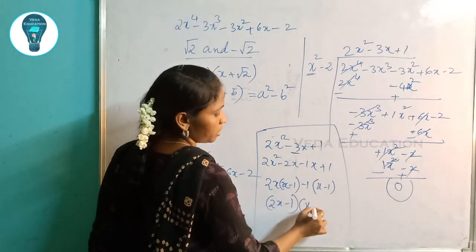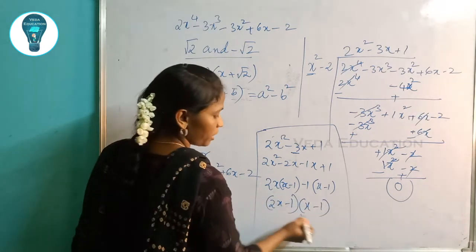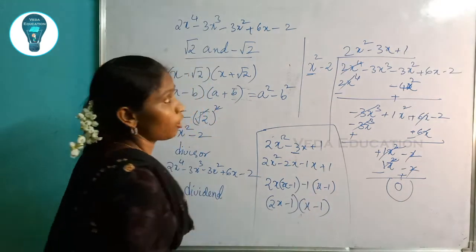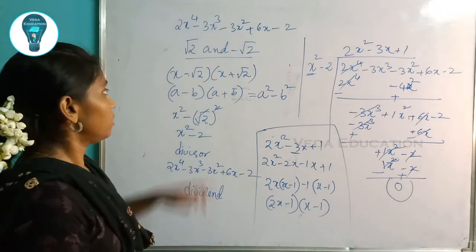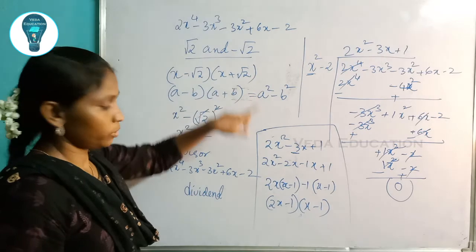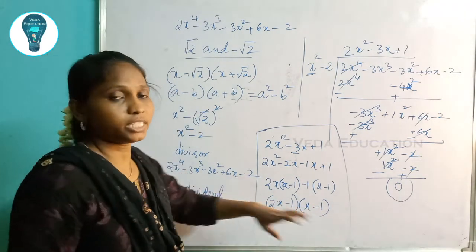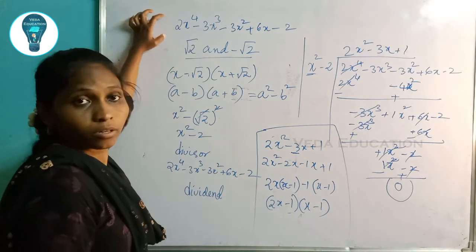The common polynomial is x minus 1. So the other two zeros are 2x minus 1 and x minus 1. So overall how many zeros did we get here? x minus root 2, x plus root 2, and 2x minus 1, x minus 1. These are the four factors of the given polynomial.